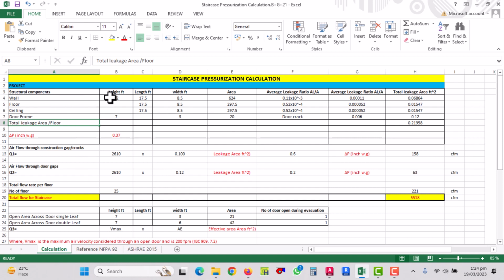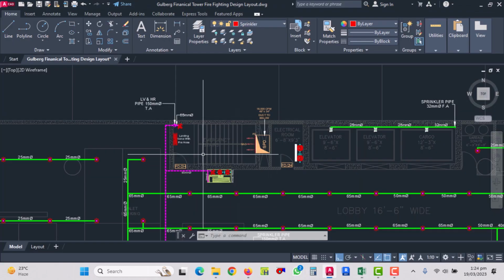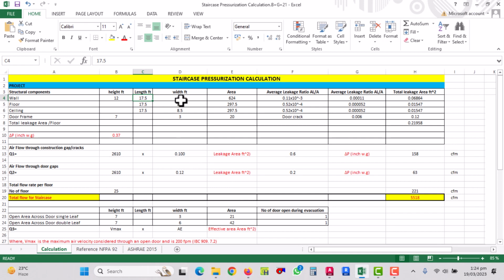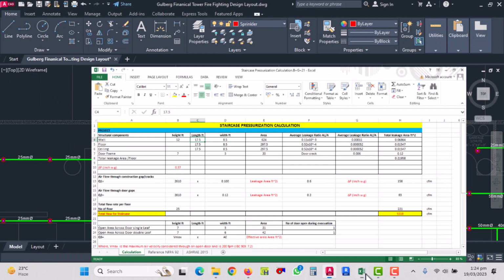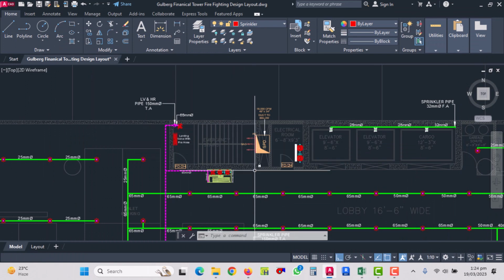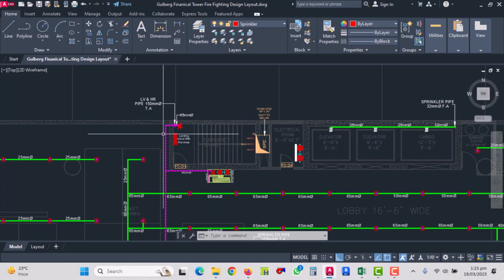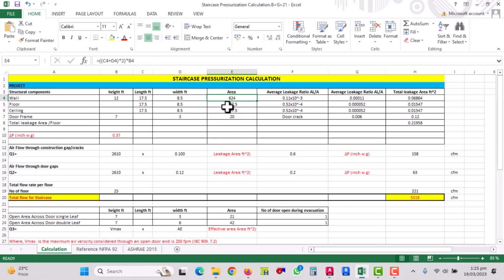The wall height of one floor is 12 feet and the length is 17.5 feet. You can see here one side is 17.5 and the other is 8.5, and the height is 12. So put the length and width of these walls here, and the area will be calculated automatically. How do I calculate the area? There are four walls: 1, 2, 3, 4. I took this width and this length, added the two and multiplied by 2, so I get the total perimeter of this staircase, which is 624.